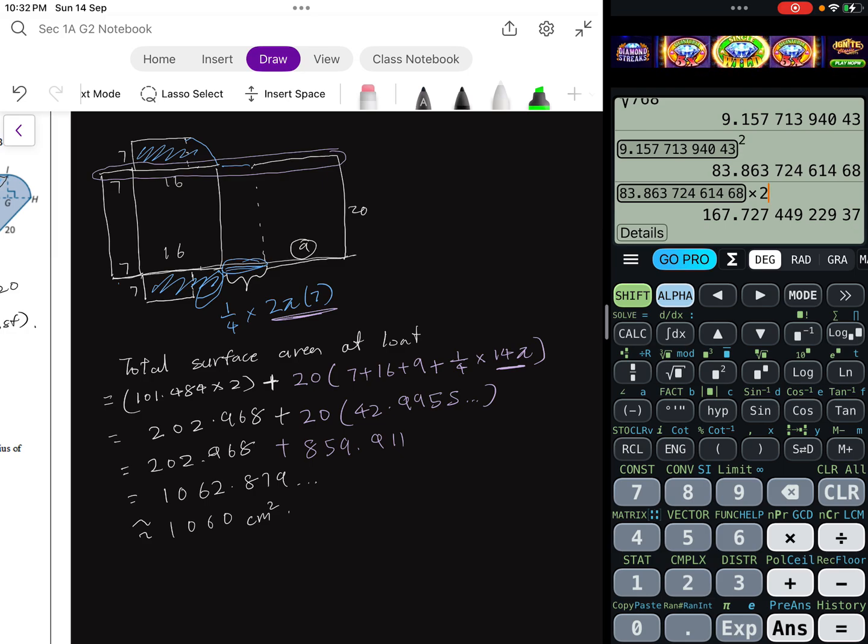I need to take 7 plus 16 plus 9 plus the 1/4 of 14 pi, because this one is 14 pi, right? And the length is 20. So 7 plus 16 plus 9 plus 1/4 times 14 pi, I get 42.955 times 20. I do my calculations, I add it together, I get 1062.879. I round up to 1060.